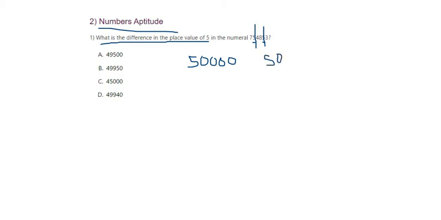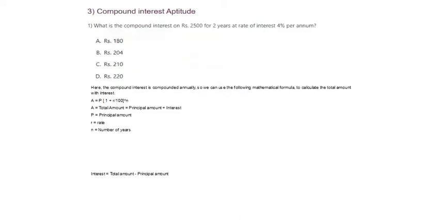The simple question here is they've asked for difference. Difference is nothing but subtraction. So 50,000 minus 50 is nothing but 49,950, which is in your answer B. So let's quickly go to the next question, which is the compound interest aptitude.